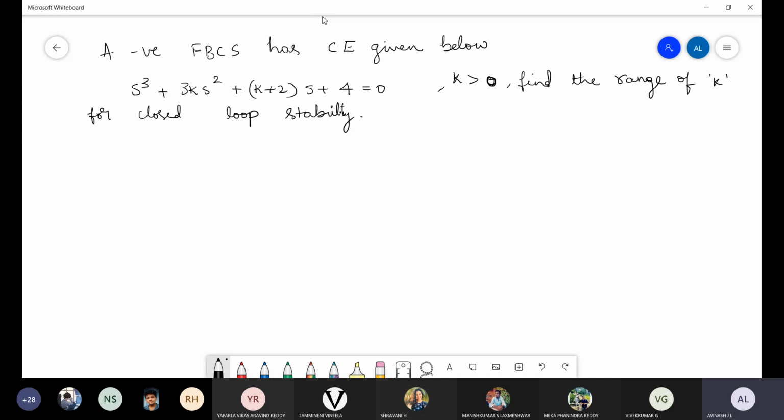Okay, this is the question. So now the condition we need to understand is that they have straight away given the characteristic equation. They have given the condition that k must be greater than 0. So if the k value comes out less than 0, we're not supposed to consider it.